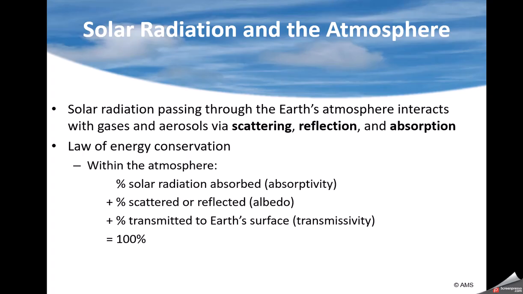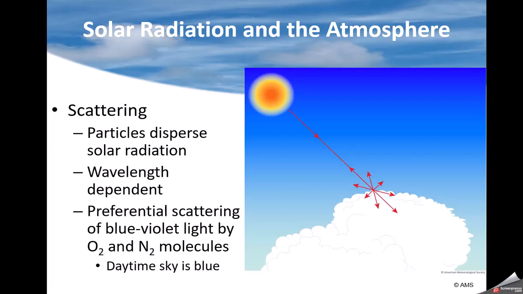So as the solar radiation is coming through the atmosphere, it's impacted by how much is absorbed by the atmosphere itself, how much is reflected, which is a form of albedo, and how much is transmitted to the Earth's surface. All of that has got to equal 100% of that total radiation coming into the Earth at that point. So scattering is a kind of form of reflection where the energy just goes in all directions equally.